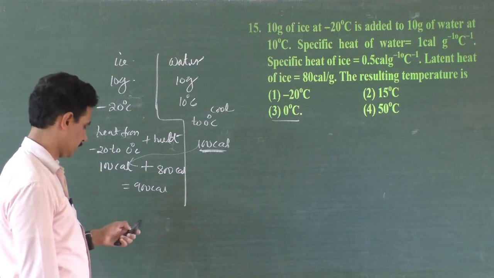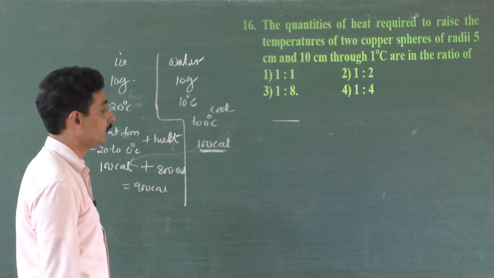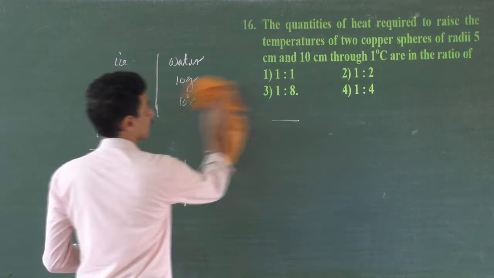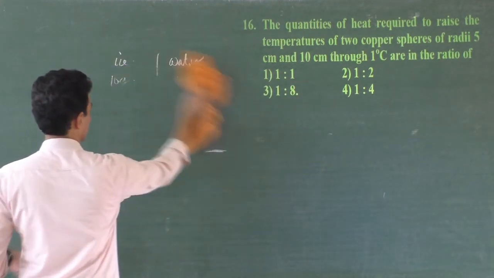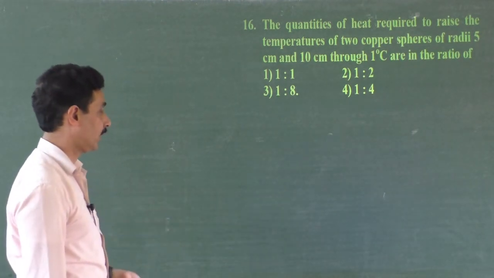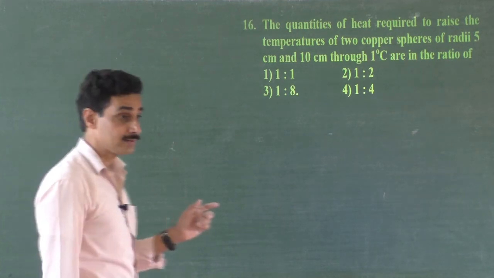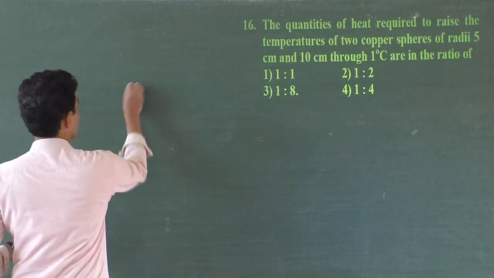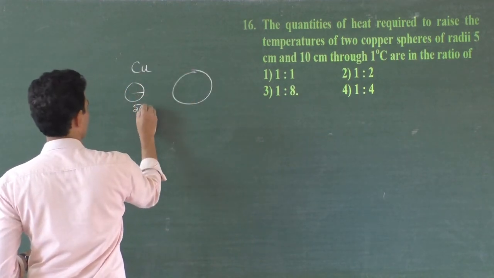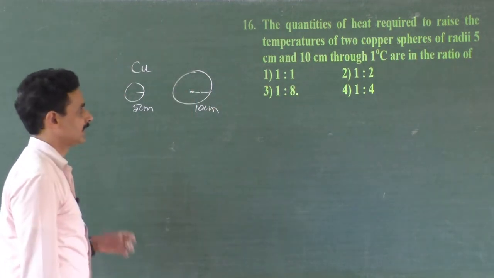Next, question 16. The quantities of heat required to raise the temperature of two copper spheres of radii 5 centimeter and 10 centimeter through 1 degree Celsius are in the ratio. See, the radii of the copper spheres are given. So there are two copper spheres, radius 10 centimeter and 5 centimeter.